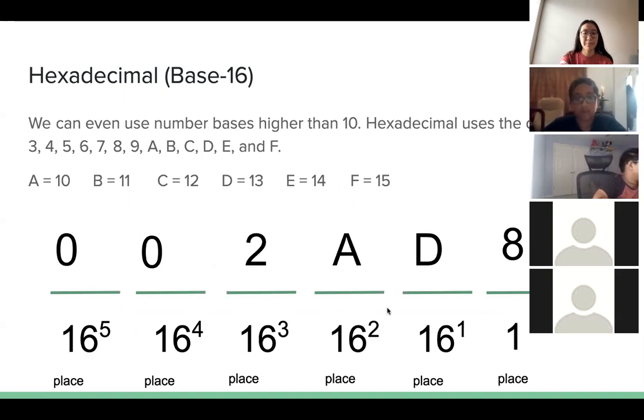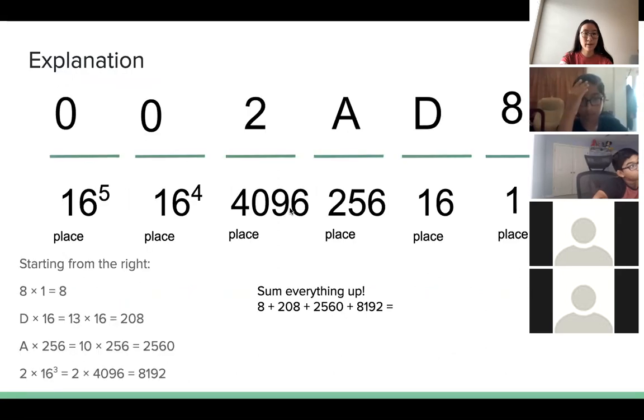But we're going to practice converting using this number. So remember, as always, you should multiply the digit by its place value. You can see here we have a 2 in the 4096th place. Sorry, the explanation starts from the right, so we'll also start from the right. There's an 8 in the 1's place, so 8 times 1 equals 8. And then there's a D in the 16's place. If you wrote it down, you should know that D equals 13. And so we multiply 13 times 16 to get 208.